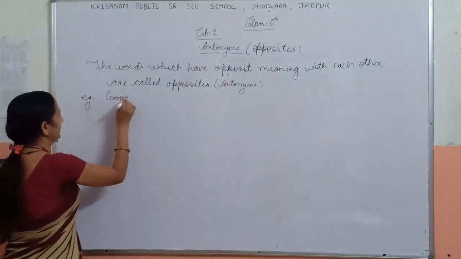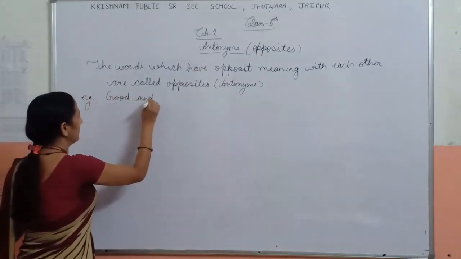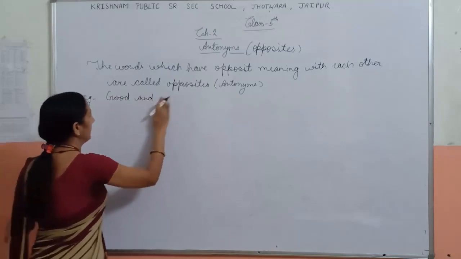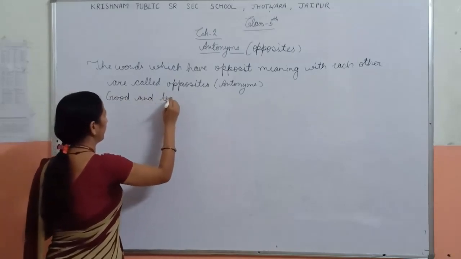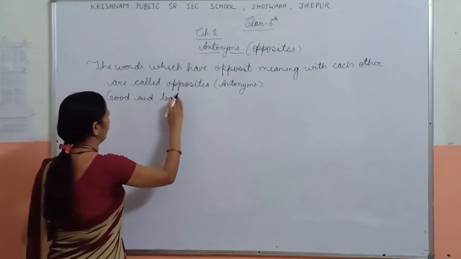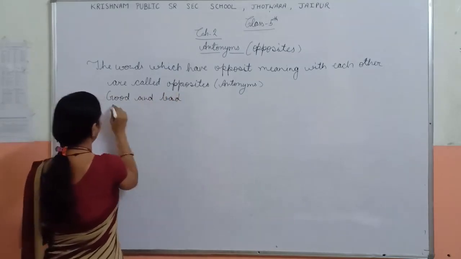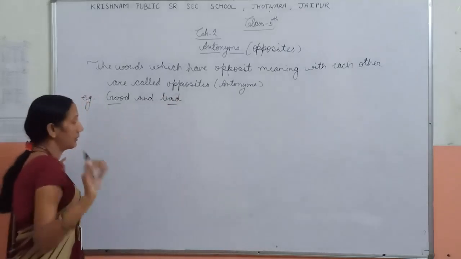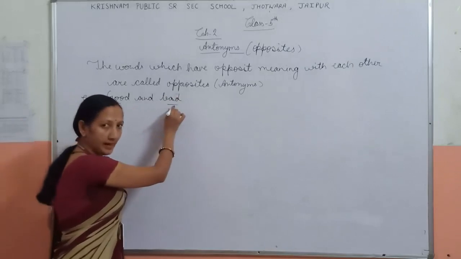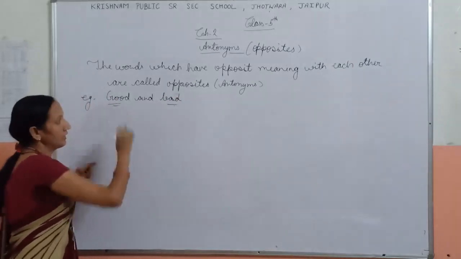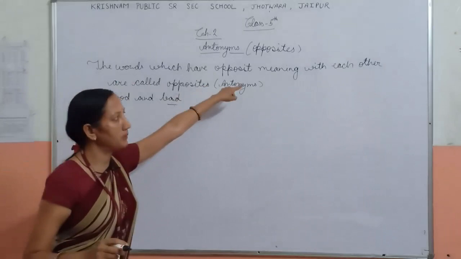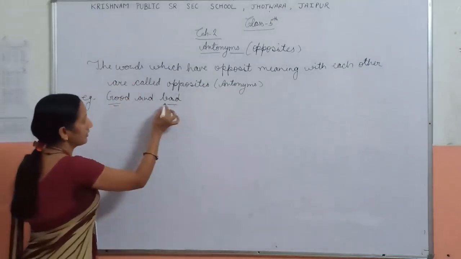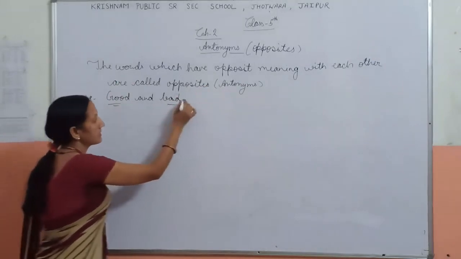Good and bad. Now good is the opposite of bad and bad is the opposite of good. I repeat again: good is the opposite of bad and bad is the opposite of good. It means the words which have opposite meaning with each other are called opposites. They are opposite of each other.